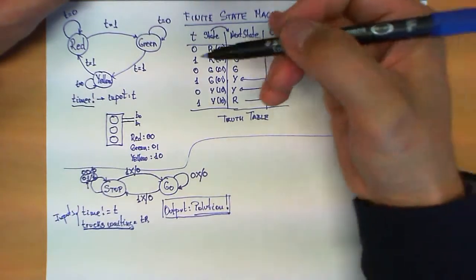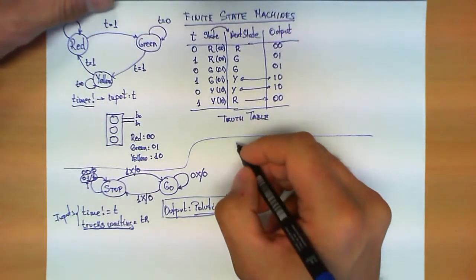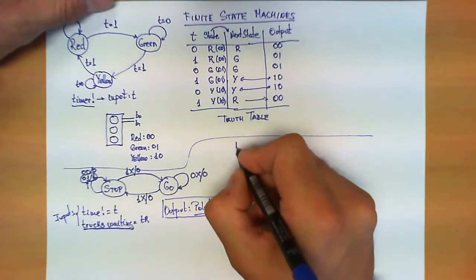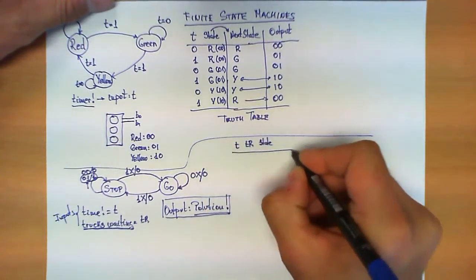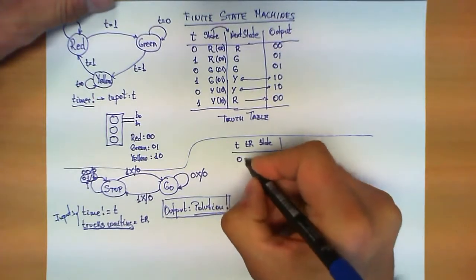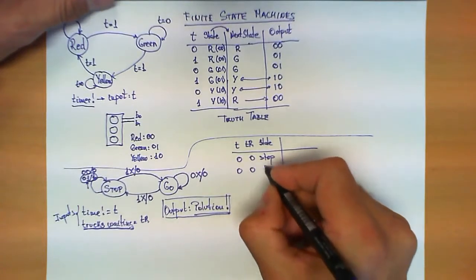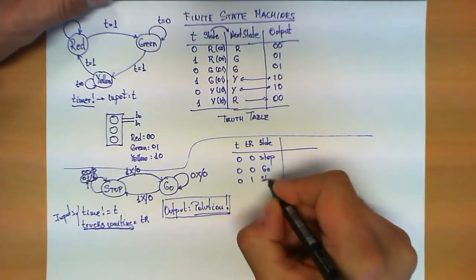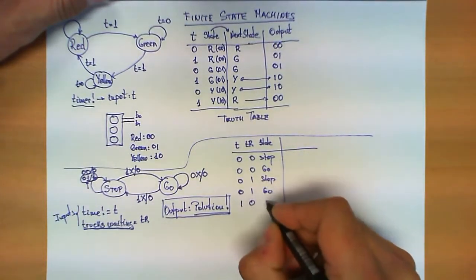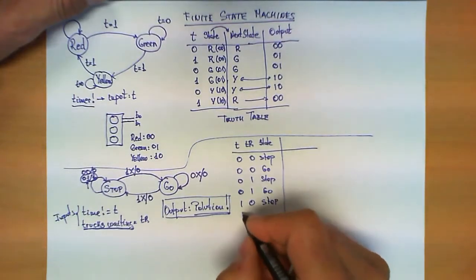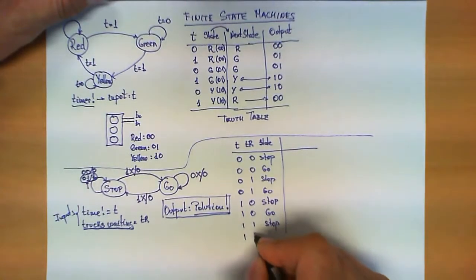Now, analogously to how we did it here, we can write a truth table in which we write all possible 8 cases, which is what is the value of t, what is the value of trucks, and what is the value of a state. And then we write 8 cases: 0, 0 stop, 0, 0 go, 0, 1 stop, 0, 1 go, 1, 0 stop, 1, 0 go, 1, 1 stop, and 1, 1 go.